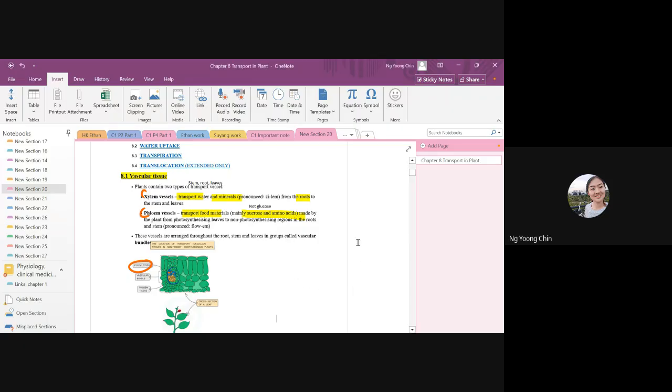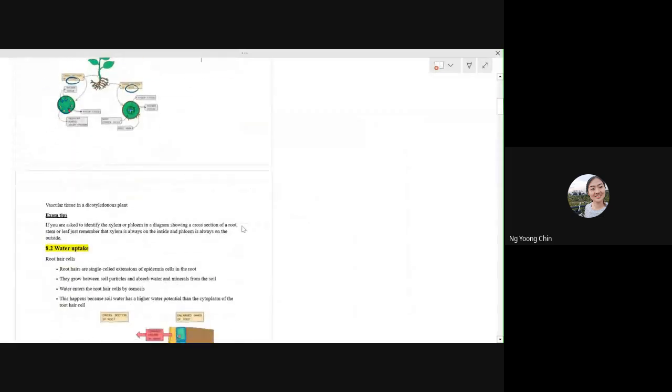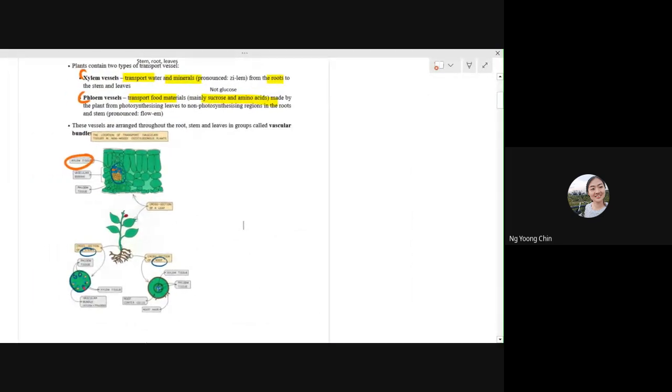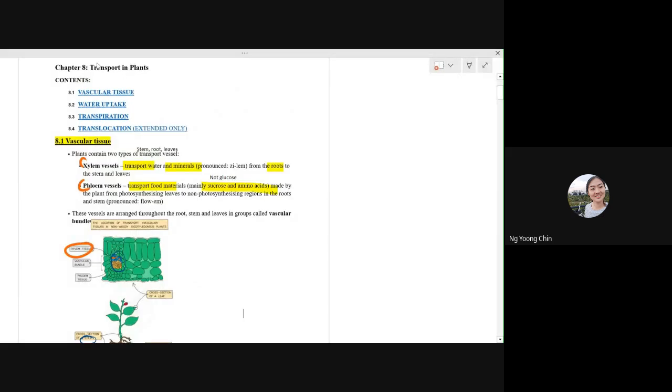Okay, for this chapter 8, transport in plants, last week we stopped until here, right? Okay, so the plant transport. The function of plant transport is actually they help to transport the nutrients and also the water molecules from the external environment into the plant itself, because plants, compared to humans, okay, later we'll learn about human transport also.